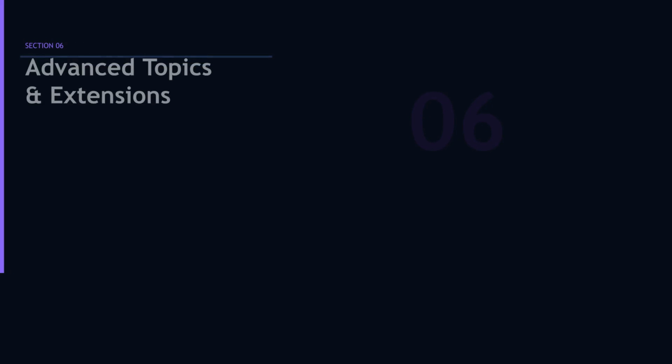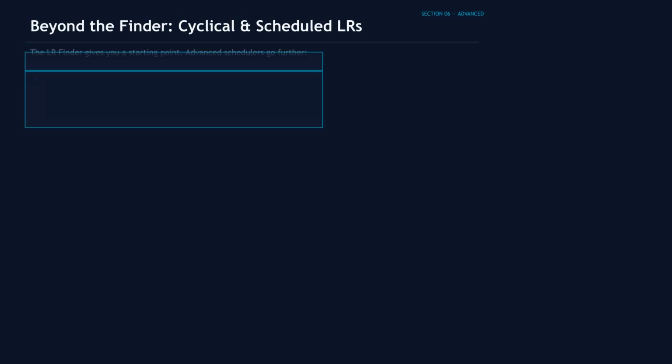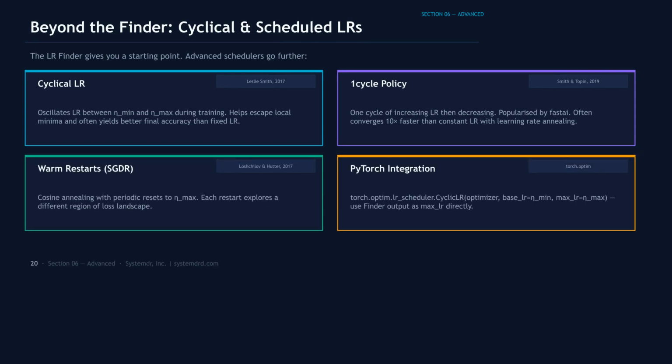Let's look at advanced topics and extensions. The LR Finder is the foundation for advanced scheduling techniques like cyclical LR and the one-cycle policy. The cyclical LR oscillates the rate between minimum and maximum values to escape local minima. The one-cycle policy increases, then decreases the rate, often converging 10 times faster. Warm restarts use cosine annealing and resets to explore the loss landscape. These methods integrate easily into PyTorch using the finder's output for the maximum LR.